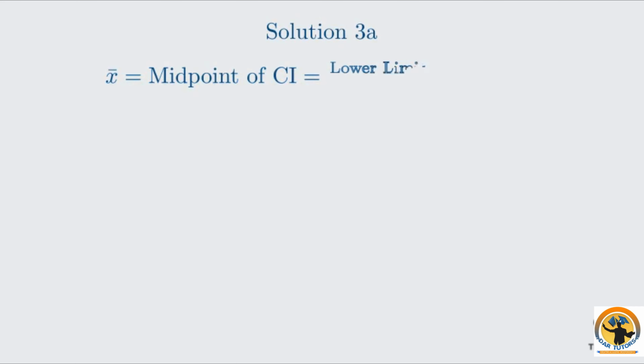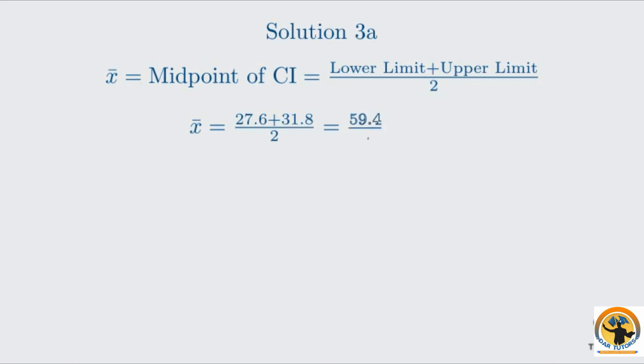Here is the solution to question 3. For part A, we use the fact that the sample mean x bar is always the midpoint of the confidence interval. We find it by adding the lower and upper limits and dividing by 2. This gives us x bar equals 29.7.